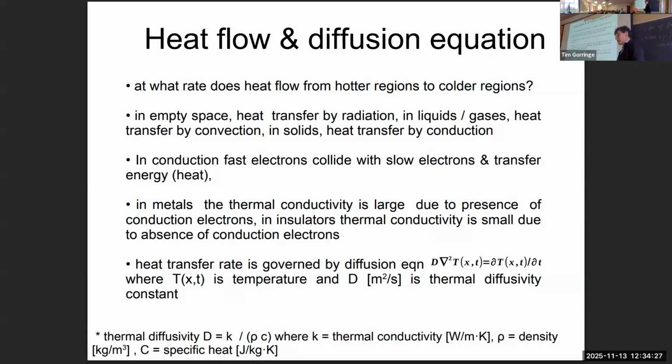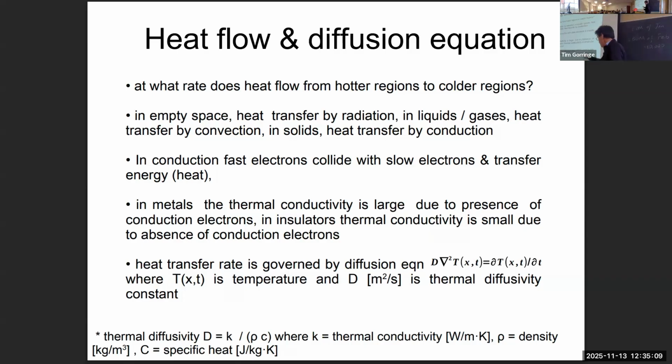In a metal, you tend to have high thermal conductivities because there are lots of conduction electrons, and they're the dominant mechanism of transferring the energy from the hot region to the cold region. Insulators, on the other hand, are not only electrical insulators, they're thermal insulators. There are fewer free electrons to transfer energy from the hot region to the cold region. So we're going to be working on conduction as a heat transfer described by a heat equation or diffusion equation.